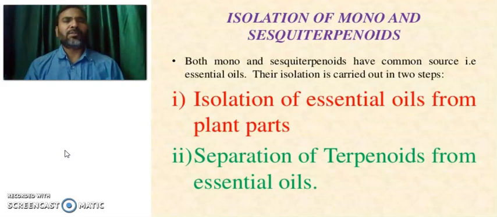Both mono and sesquiterpenoids have a common source, essential oils. Now you know the essential oils. Their isolation is carried out in 2 steps. In step 1, isolation of essential oils from plant parts. And the second, separation of terpenoids from essential oils.